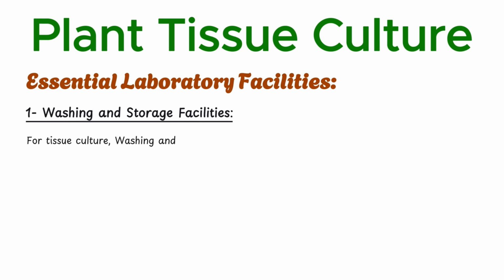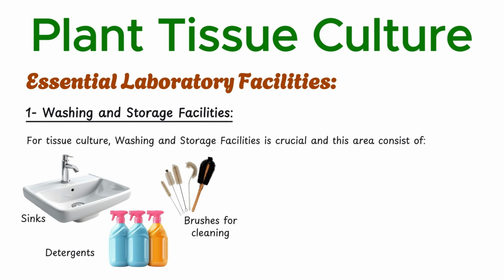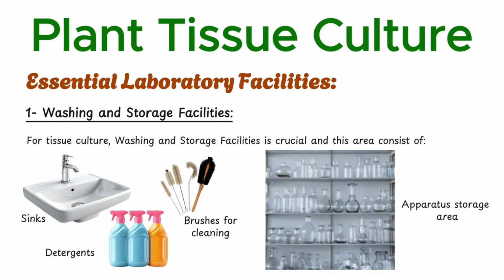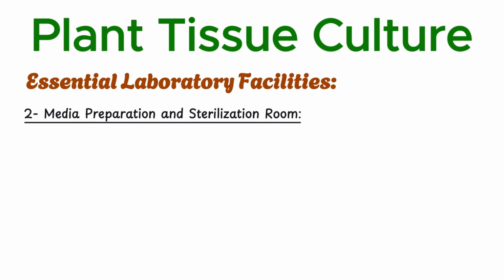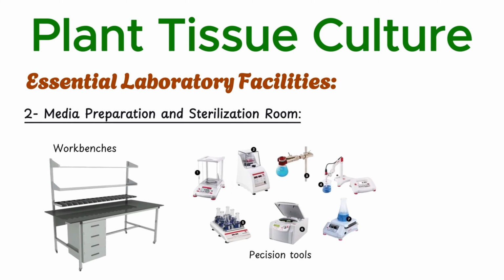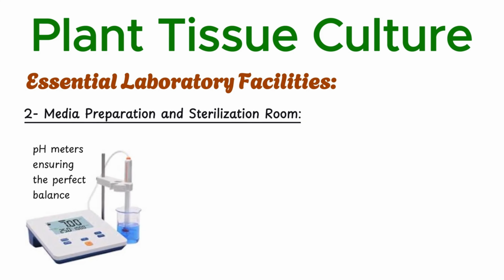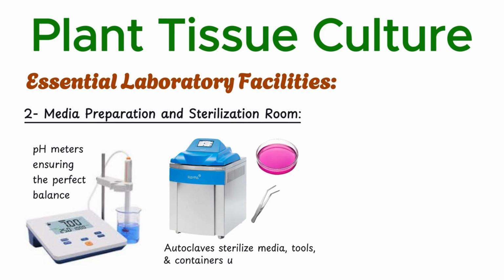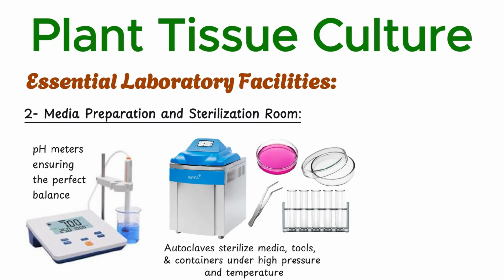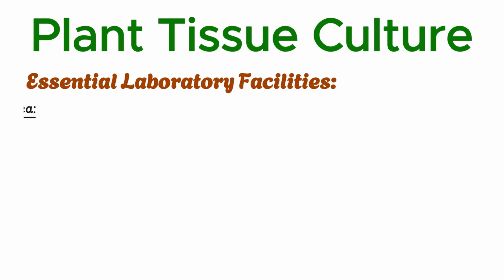A clean start is crucial. This area is equipped with sinks, detergents, and brushes for thorough cleaning of glassware and tools. Sterilized items are then stored in dedicated shelves or cabinets, ready for use in the culture process. Here's where the magic begins. Workbenches and precision tools are used to prepare nutrient-rich growth media, with pH meters ensuring the perfect balance. Autoclaves sterilize media, tools, and containers under high pressure and temperature, while pure water systems guarantee contamination-free preparations.